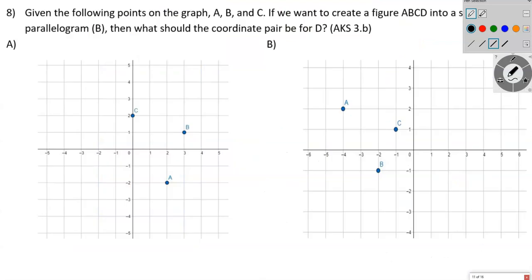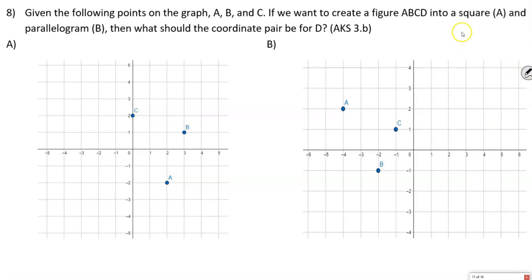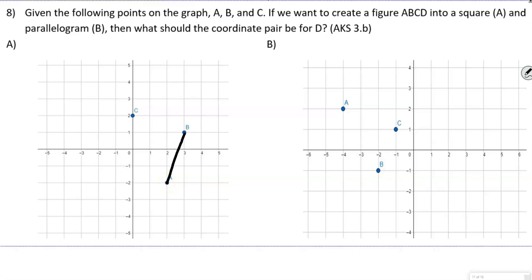Okay, so given the following points on the graph ABC, if we want to create a figure ABCD into a square and a parallelogram, then what should the coordinate pair be for D? Okay, so here's the deal. On the quiz, y'all, these were not in ABCD order, and that's why some of y'all missed these questions on the quiz. And we did talk about that.